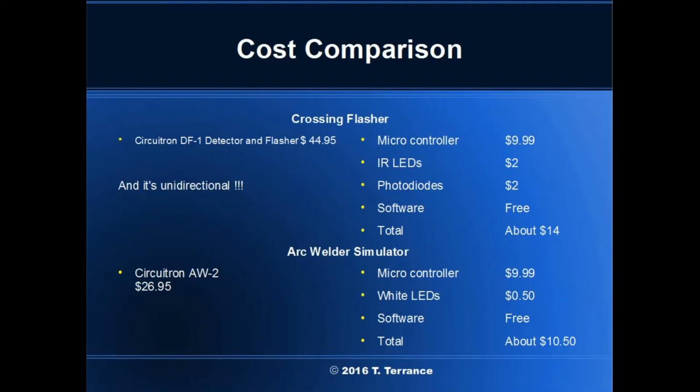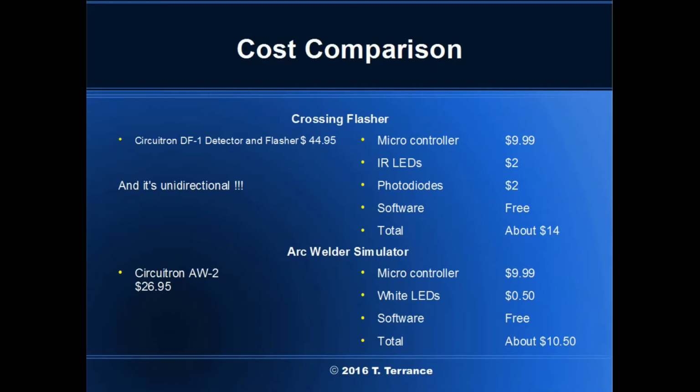Let's look at some cost comparisons. We'll look at the cost of a commercial crossing detector and flasher versus rolling your own. For the commercial product we'll use Circuitron's DF1 detector and flasher at $44.95. To roll your own will require a microcontroller. We've assigned a price of $9.99 for this item. As we'll see, it could be less, but $9.99 is towards the top of the range.